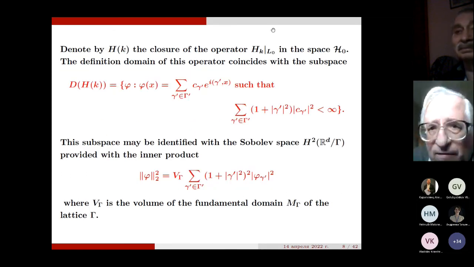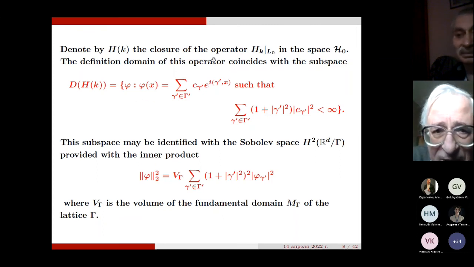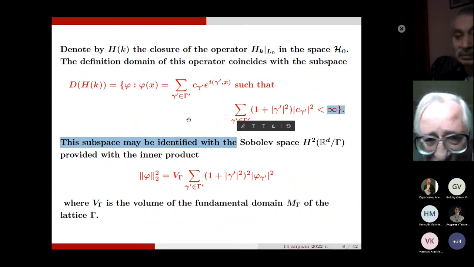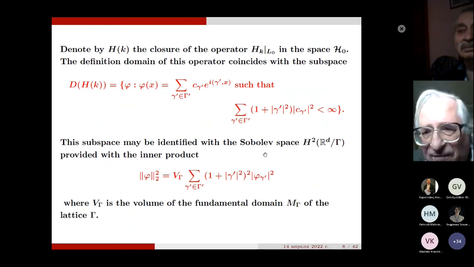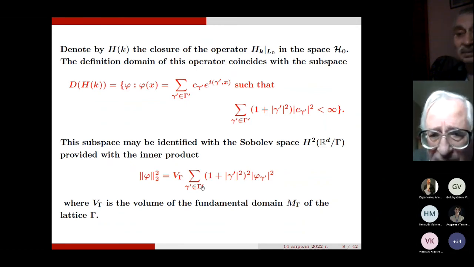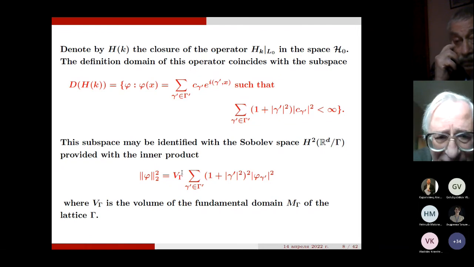Denote by h_k the closure of the operator h_k restricted to L_0 in the space H_0. Then we will get the operator h_k with the domain of definition which coincides with the following subspace. It consists of functions phi of x, written as a Fourier series, such that the following series is finite. This subspace may in fact be identified with the usual Sobolev space H2 on the torus. We provide this H2 with the inner product given precisely by this series, like here.